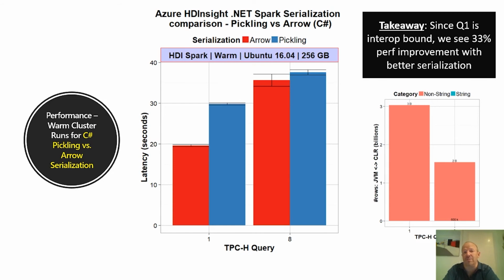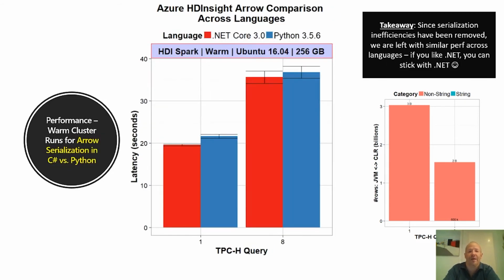Now, of course, you can argue we can also use Arrow with Python. So is Python going to be faster than us? And the answer to that is actually no. Now, the difference here is much, much smaller. And in some cases, like in Query 8, it's within the statistical noise. But the good news here is, if you like .NET, you can stick with .NET. You don't have to switch to Python just for performance for user-defined functions. And you will notice that even in other cases, we are probably faster, especially if we have more complex code that needs to get executed. Obviously, .NET is going to be optimized and compiled, compared to Python, which is an interpreted language.